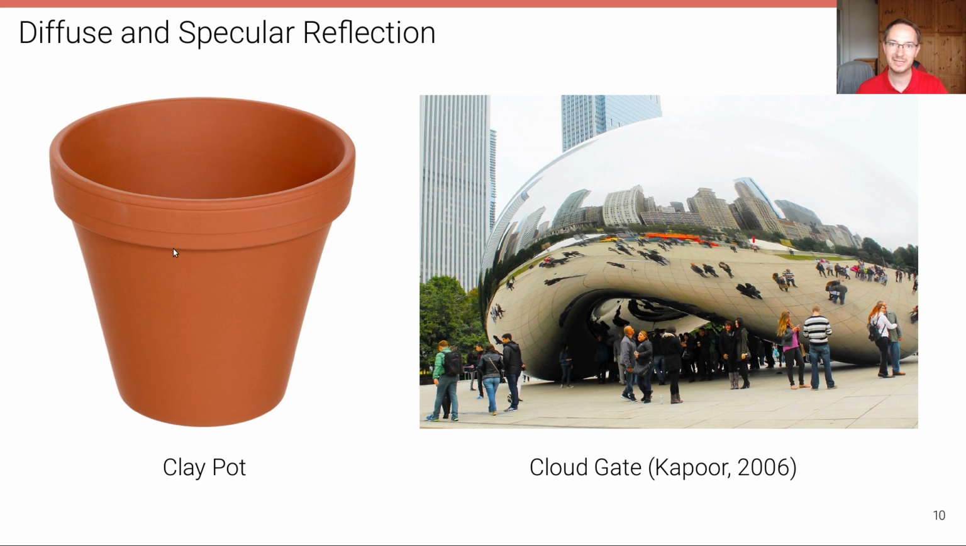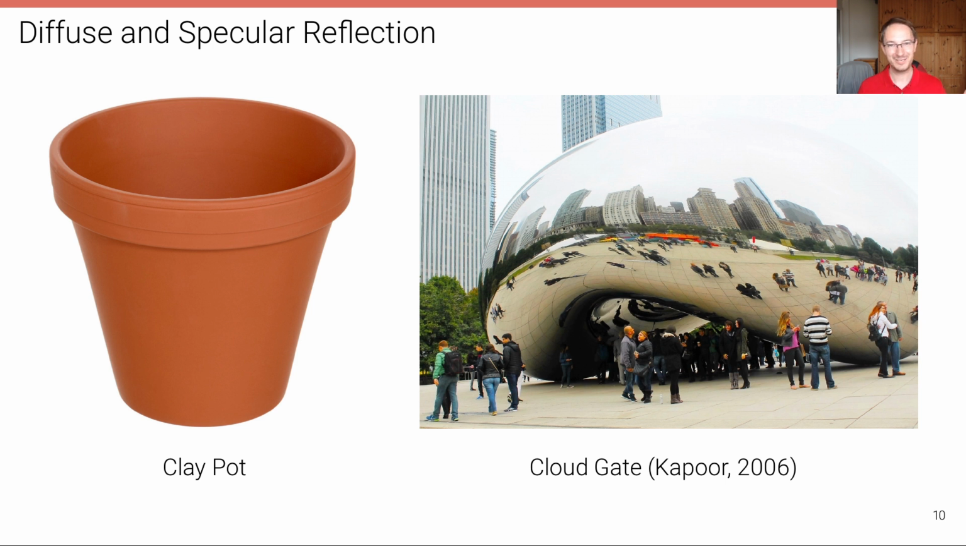On the left is a clay pot that's mostly diffuse because it has a very rough surface. So whenever light hits the surface, it gets scattered into all directions. And this is the type of objects that we are going to consider. This is the simple type of materials that we're going to consider in the shape-from-shading formulation.